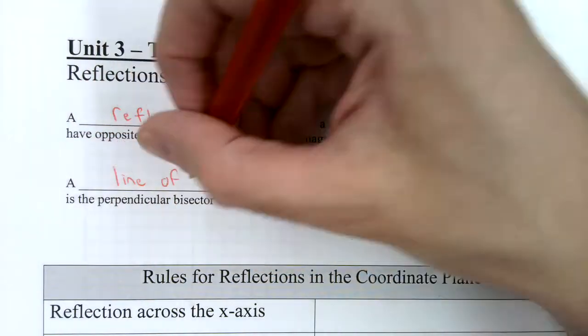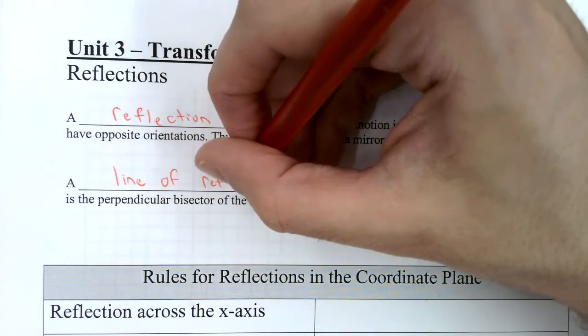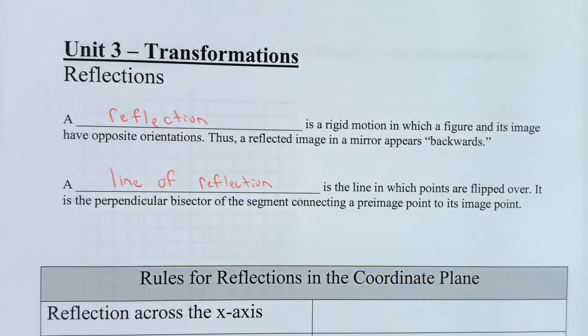A line of reflection is the line in which the points are flipped over. It is the perpendicular bisector of the segment connecting a preimage point to its image point. That's called a line of reflection.